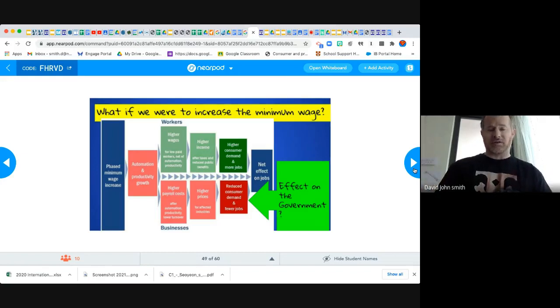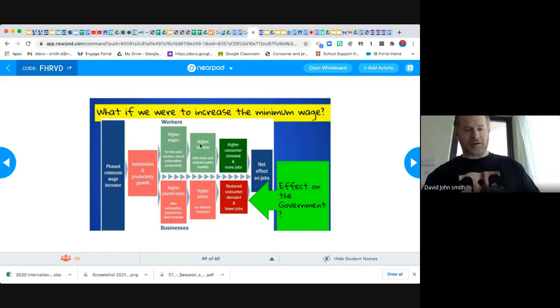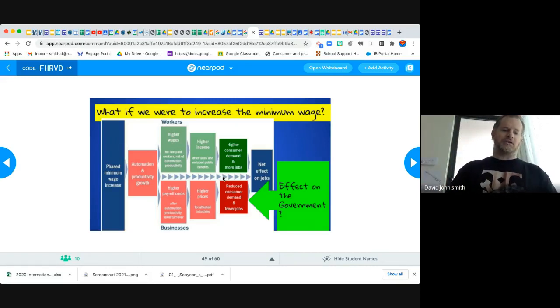So it's going to be one of those situations in the exam where you're asked, should the government increase the minimum wage, right? And you need to say points both for, right? So these are points for and points against, yeah? So there is your entire answer to an 8-mark question about whether the government should increase the minimum wage.